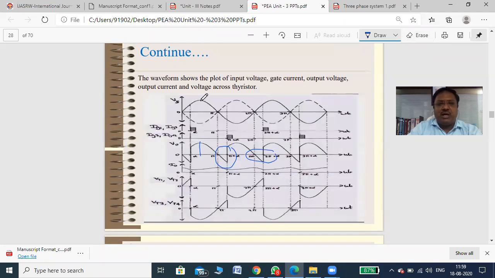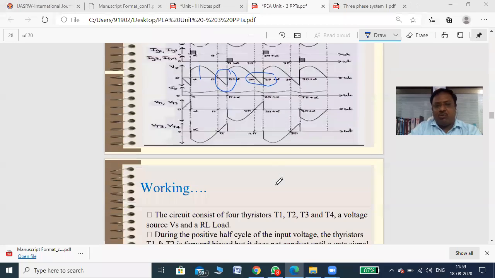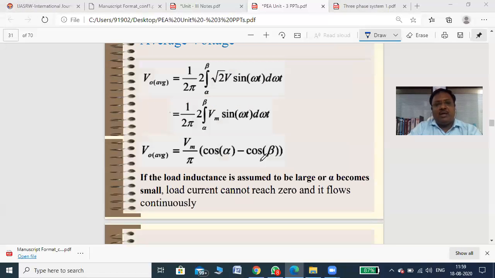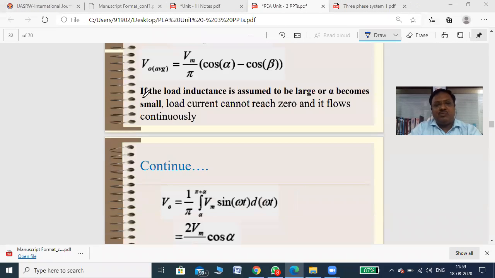Just imagine that if alpha is more than 90, then your output voltage is more negative and less positive, and there is maximum power transfer from load to source. So the operation is called an inverting operation. This is already covered, the equations. See, this line is most important.